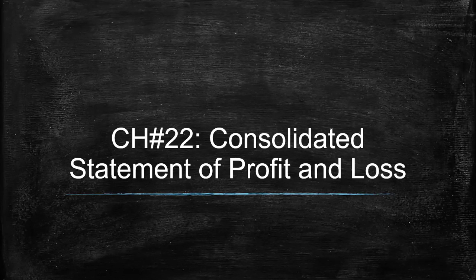Today we'll be covering Chapter 22 of F3, Consolidated Statement of Profit and Loss. We have already covered Consolidated Statement of Financial Position in Chapter 21. In this chapter, we'll focus on how you can consolidate the statement of profit and loss of a parent and its subsidiary.